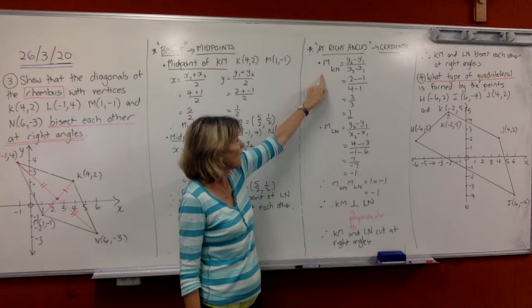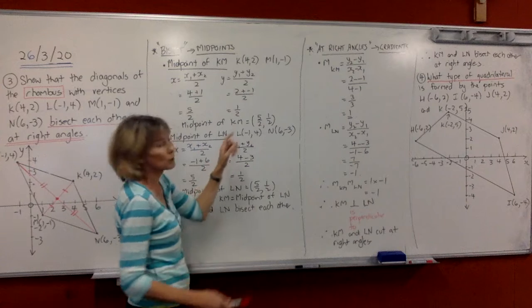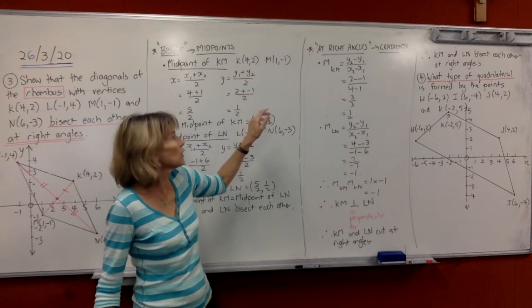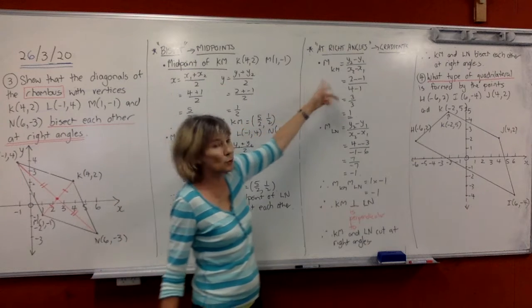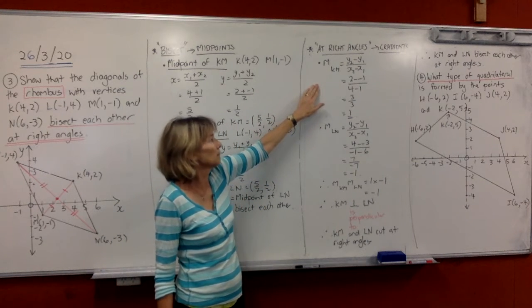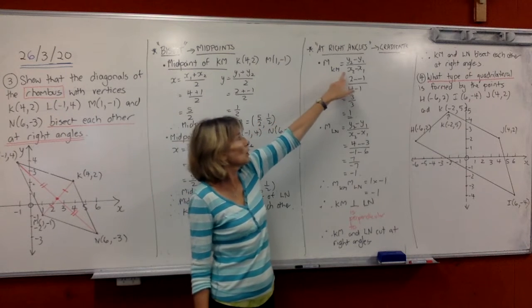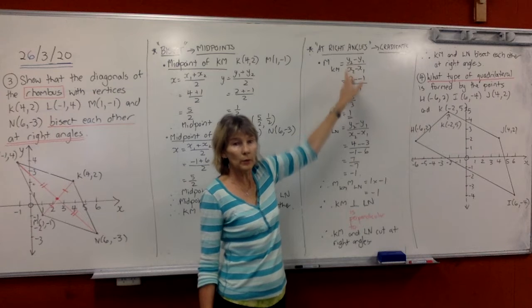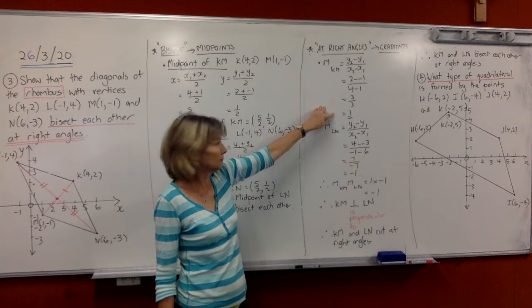With the gradient of KM, I have put these points in differently just because I wanted to. It doesn't matter which one's point 1 and which one's point 2 over here. You choose. I've swapped it around here to what I did over there, but it doesn't make any difference to the answer. So when you sub in your points, KM, into the gradient formula with the 2 points in it, we end up with a gradient of 1.